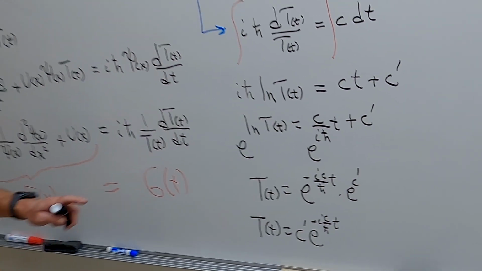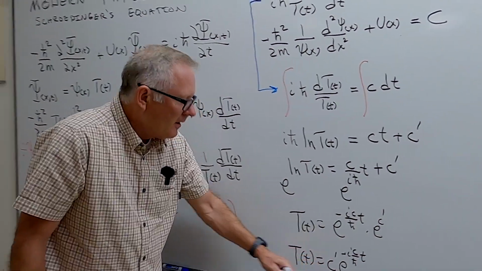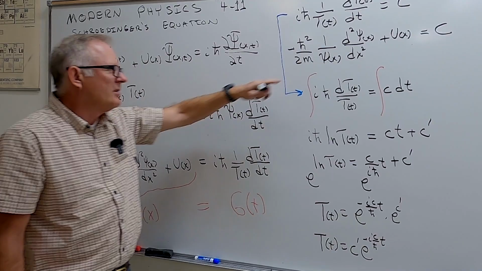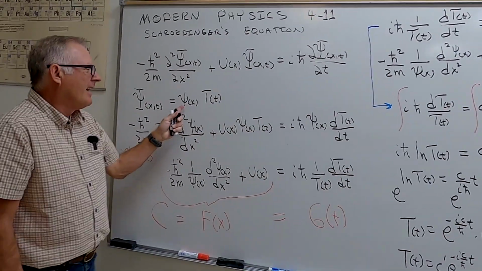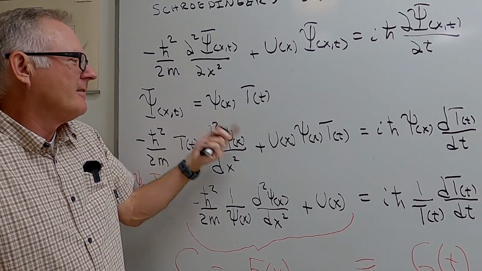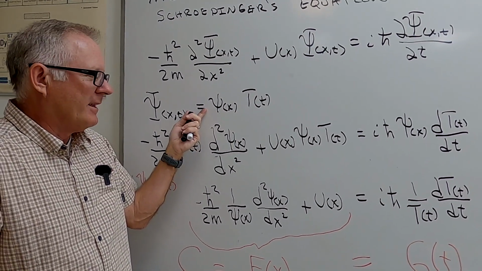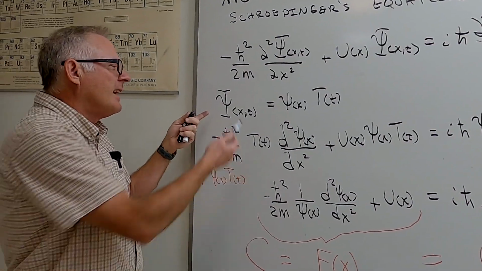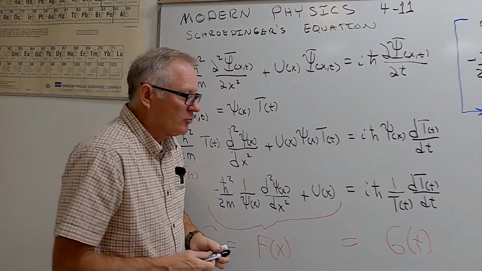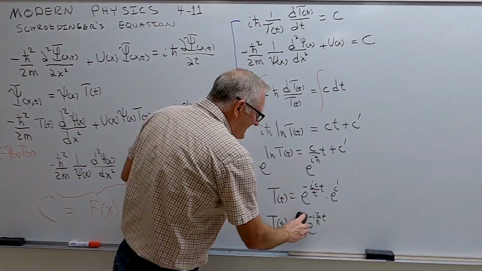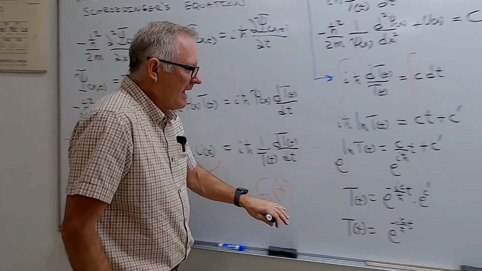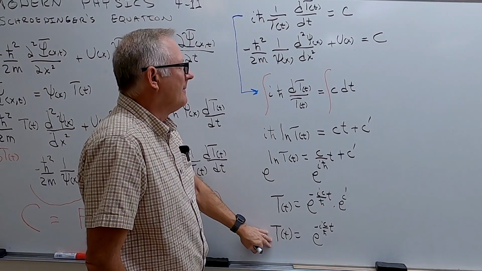Now, I don't even need to put the constant in there, because I'm probably going to get a constant in the other equation. And so when I put them together, I can absorb the constant in the other term right there. Not only that, once I normalize it, I might have to multiply it by a constant anyway to make sure that it equals 1. So I really don't need the c prime in there. Okay, so that is our T of t.